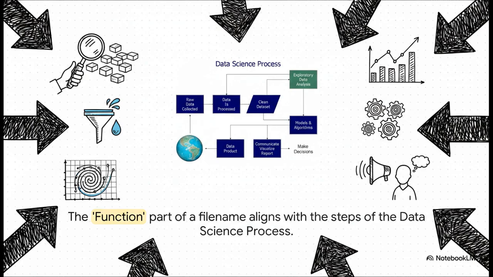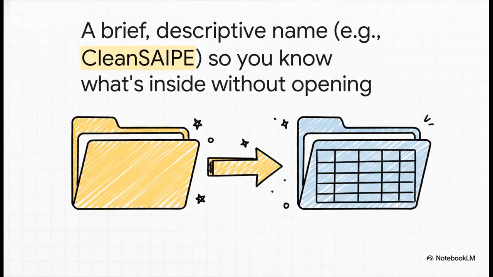You can use a simple numbering system that aligns with the data science workflow. So like 1 for getting the data, 2 for cleaning it, 3 for exploring it, and so on. This makes sure that when you sort your files, they literally appear in the logical order they should be run. It's a game changer. Next up is part 3, the contents.